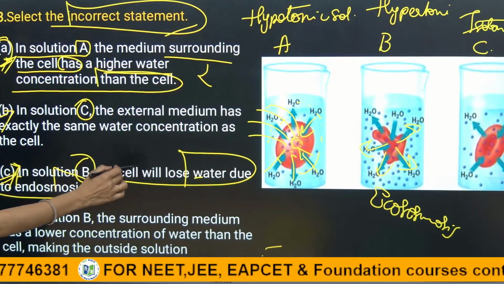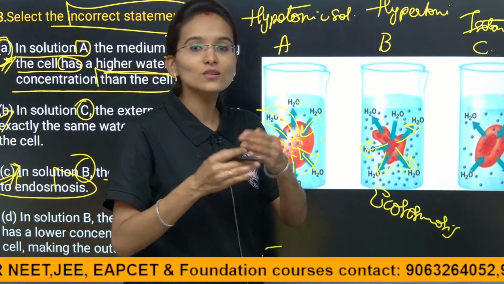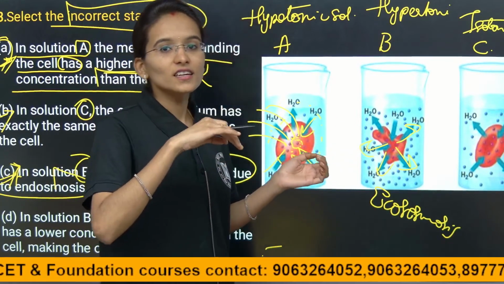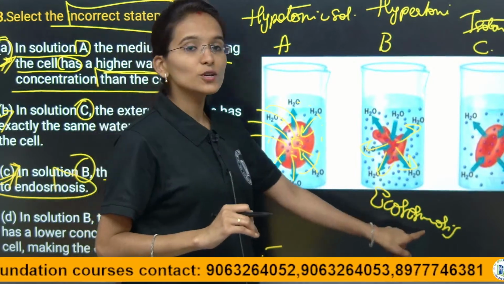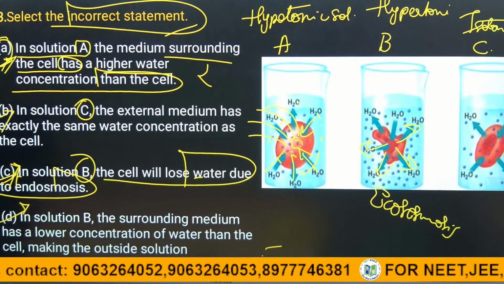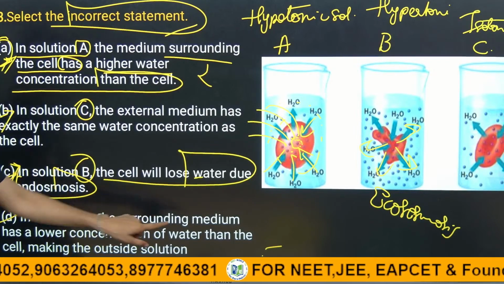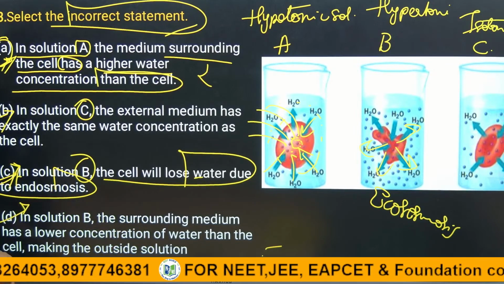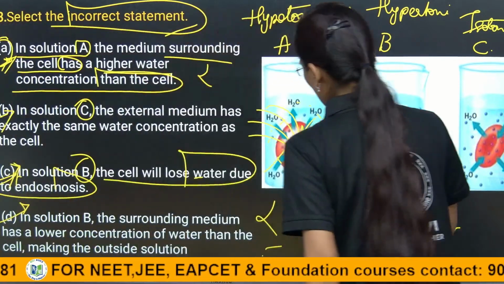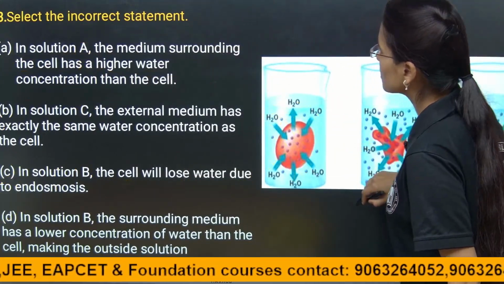So here the incorrect option is option C: in solution B, the cell will lose the water due to endosmosis. That is a wrong option. The cell is losing, in the sense the cell is ejecting the solvent molecules from the inner side. That process is called exosmosis, but not endosmosis. So option C will be the right answer. Option D: in solution B, the surrounding medium has a low concentration of water than the cell, making the outside solution concentrated. Yes, this is an irrelevant option when compared to this particular question. Clear with this case study question?